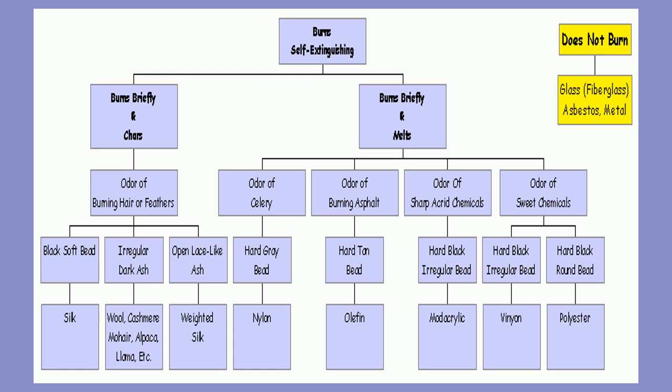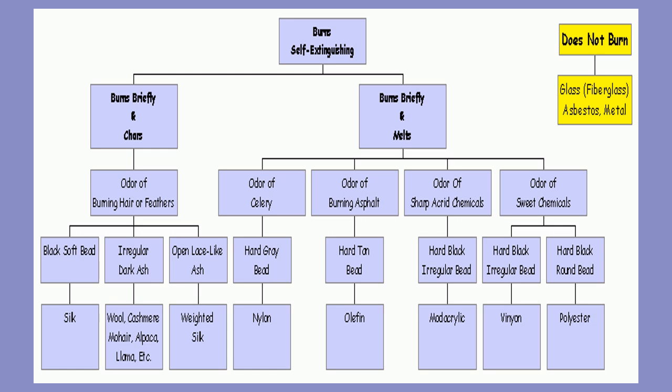Here once again we will understand the burning behavior in the form of a chart. So the burning behavior of fiber could be self-extinguishing or burning continuously. In this case, if it is self-extinguishing, then we will have two categories. One is burn briefly and char, another is burn briefly and melt. So that makes two different categories.